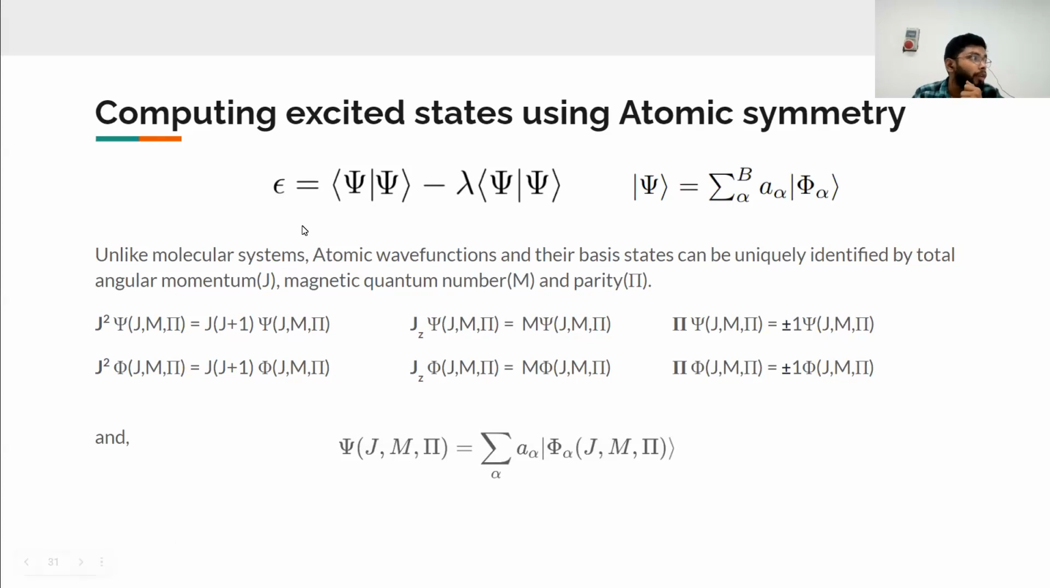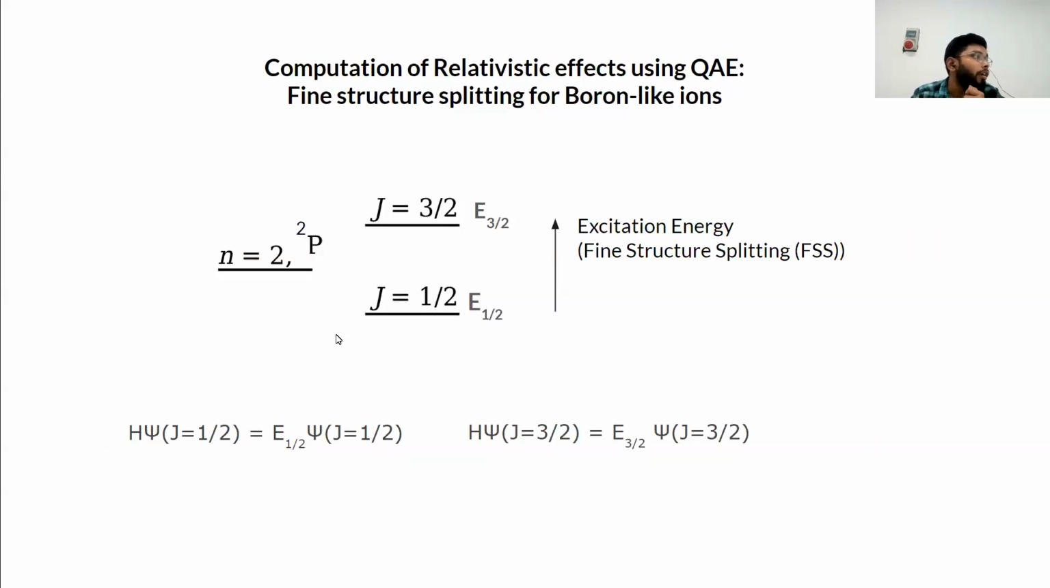Here, in the same case, we have H psi equals lambda psi, and the wave function is expanded in terms of the atomic basis sets. Now, one difference between molecular systems and atomic systems is that in atomic wave functions, the basis sets can be uniquely identified by the total angular momentum, magnetic quantum number, and parity. So the wave function and the eigenbasis are eigenfunctions of the J squared, J_z, and pi operators. The idea is that we divide the wave function basis into 2 parts. One basis consists of J equals 1/2, and the other consists of J equals 3/2.